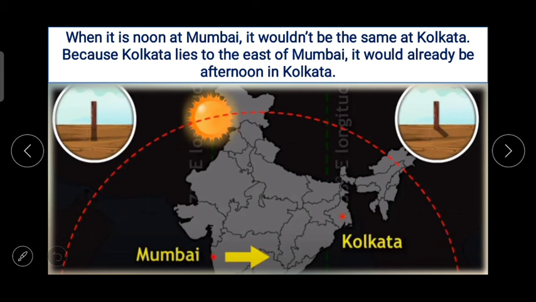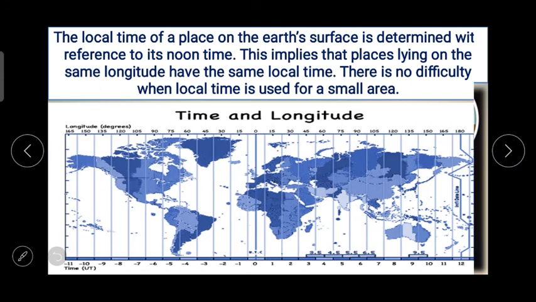The local time of a place on the earth's surface is determined with reference to its noon time. This implies that places lying on the same longitude have the same local time. अगर एक ही longitude पे places हैं तो वो समझना और एक लोकल टाइम को डिसाइड करना ईजी है, बट देयर इज़ नो डिफ़िकल्टी व्हेन लोकल टाइम इज़ यूज्ड फॉर स्मॉल एरिया. इफ द एरिया इज स्मॉल, लोकल टाइम उस लोकल एरिया में सब जगह एक ही होगा.